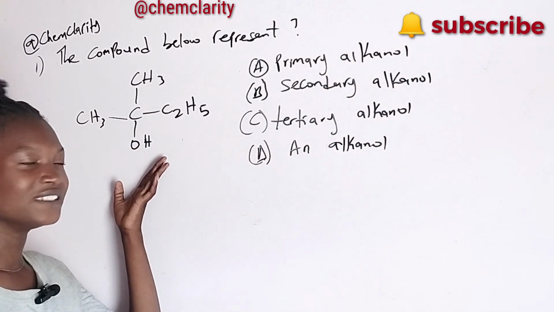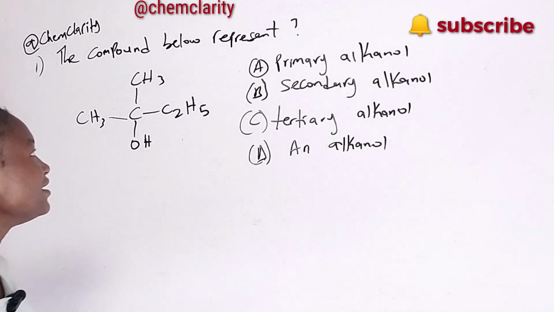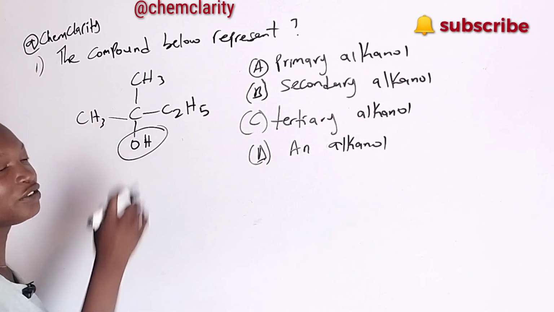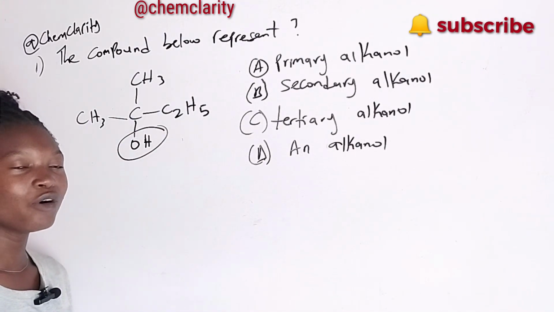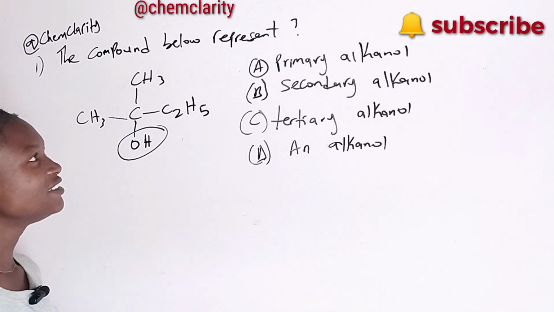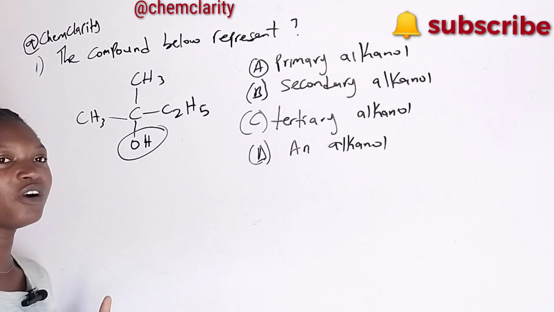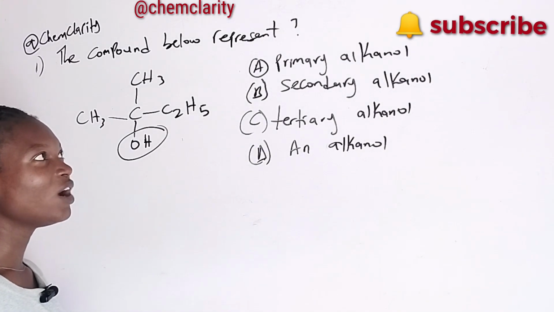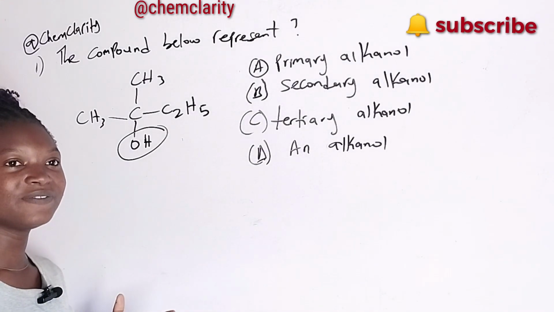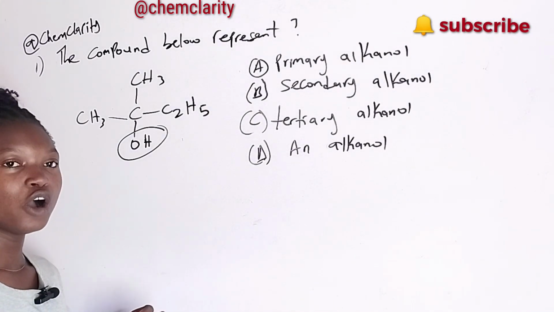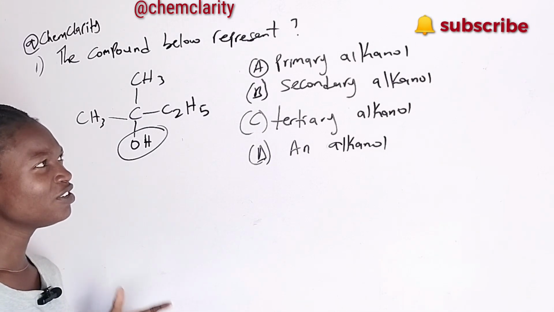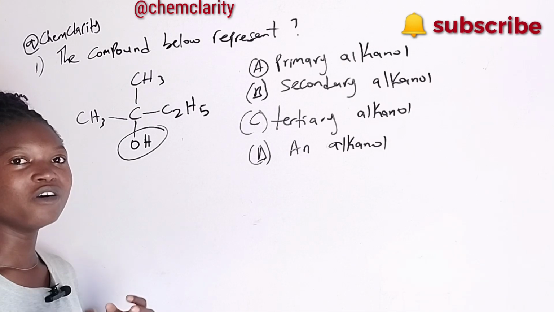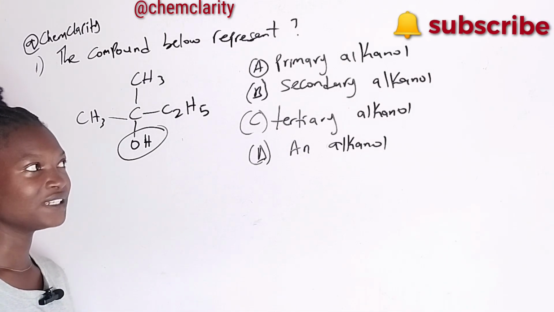Looking at this compound, we can see that it is an alcohol because of the OH attaching to the compound. So it is an alcohol, but which type of alcohol? Is it a secondary, a primary or a tertiary alcohol? One thing you have to note when you want to identify the class of a compound is the same thing, not only for alcohol, is general for most organic compounds.